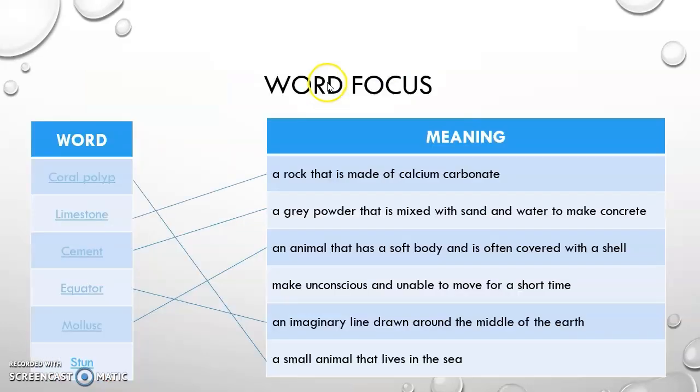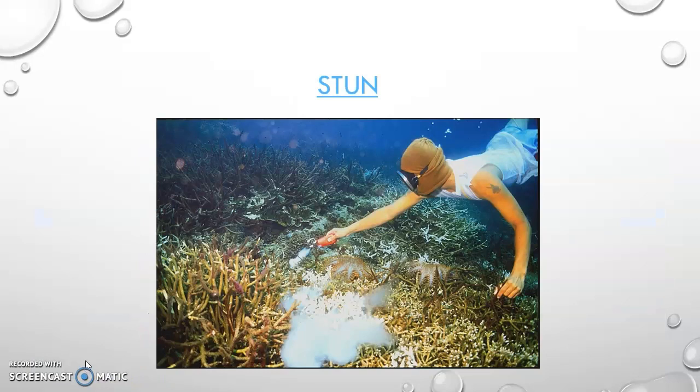Okay. The last word, stun. Make unconscious and unable to move for a short time. Okay, let's see what it means. Okay, look at this picture. You have a similar picture in your textbook also, right? Some people use cyanide. You see this white color thing, okay? These are chemicals called cyanide. It's a kind of poison which will make the fish unconscious, pengsan, right?